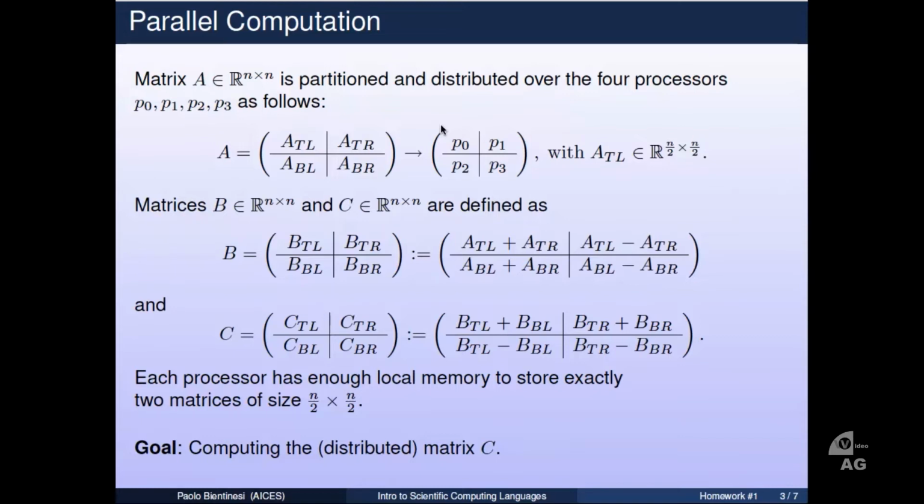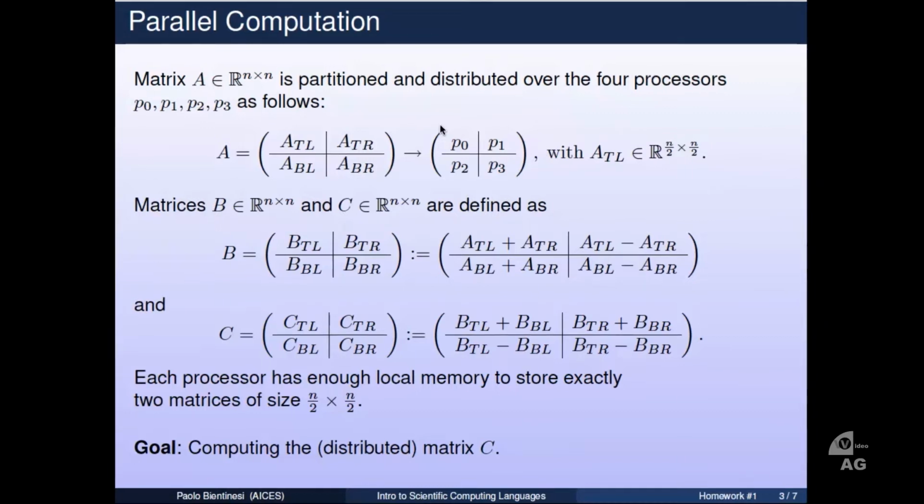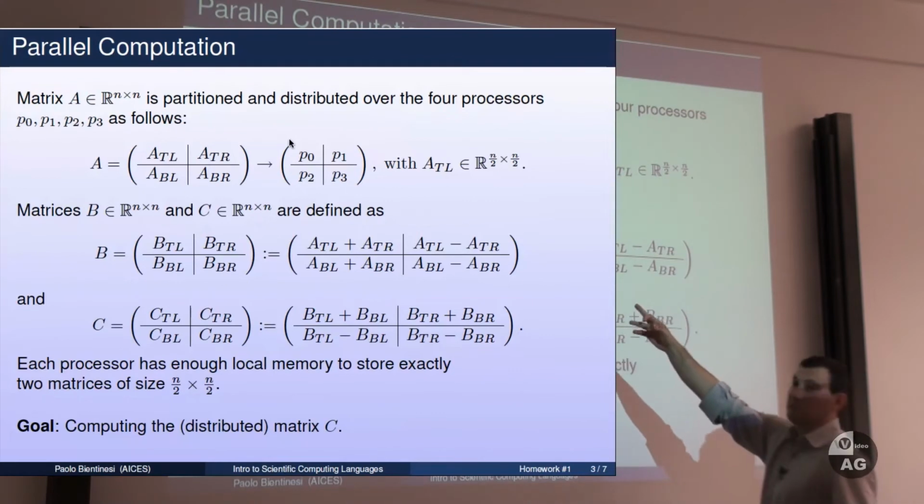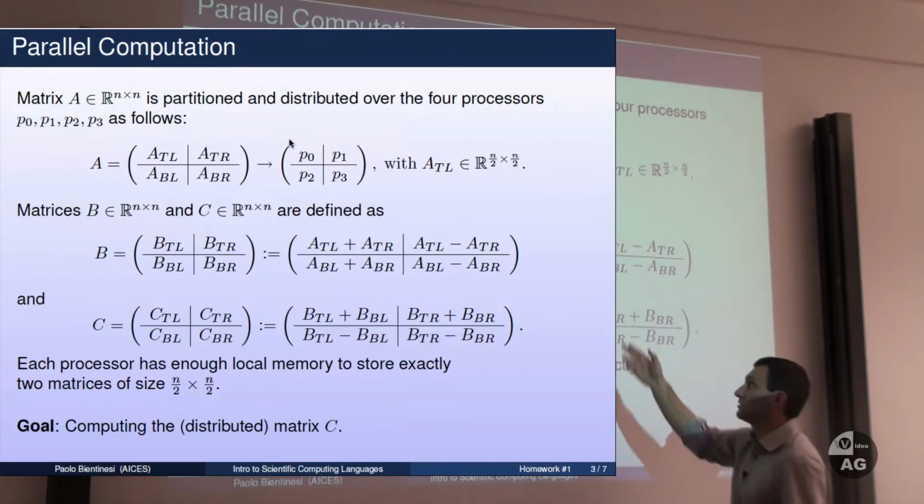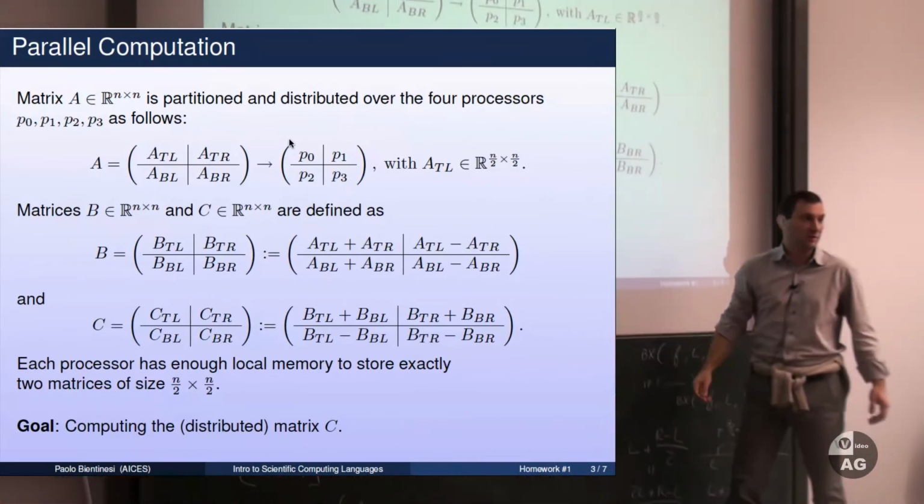Okay, is it clear so far? You understand what I'm saying? We have a matrix A, size n by n. It's large. It's so large that it takes 4 computers to store it, 4 processors, okay? And how is it stored over these processors? Well, it's divided into 4 quadrants.